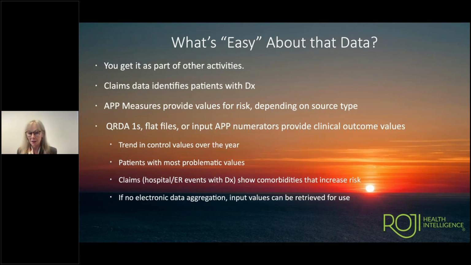Well, you get it automatically as part of other activities, or you compile it as part of those activities. So you don't have to do any special things to go and find it. Claims data identifies patients with diagnoses. APP measures provides the values that you have with risk, and for meeting your quality performance. QRDAs are not quite as easy as some formats of delivering the data. And in any of these, you are looking for the trend in control values over a year, the patients with the most problematic values. So you're doing a lot of sorting of this data to be able to use it wisely.